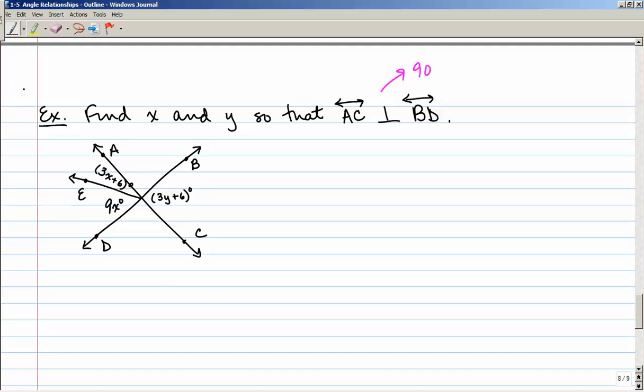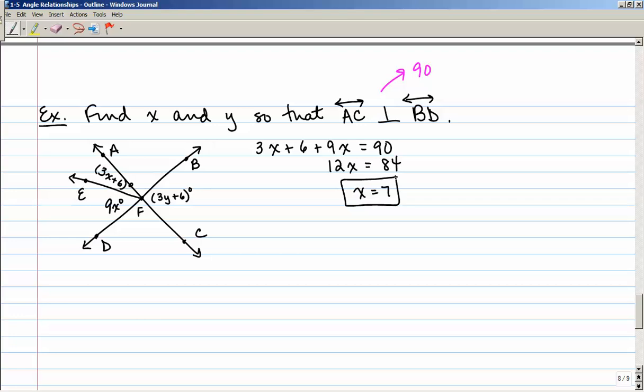So looking at the diagram here, I have this angle right here. I don't have a name for my vertex. Maybe I'll go ahead and name that point F. So angle AFE is 3x plus 6, and angle EFD is 9x. So in order for those lines to be perpendicular, those two angles need to add up to 90 degrees. So 3x plus 6 plus 9x has to equal 90 degrees, or 12x equals 84. So x has to equal 7.